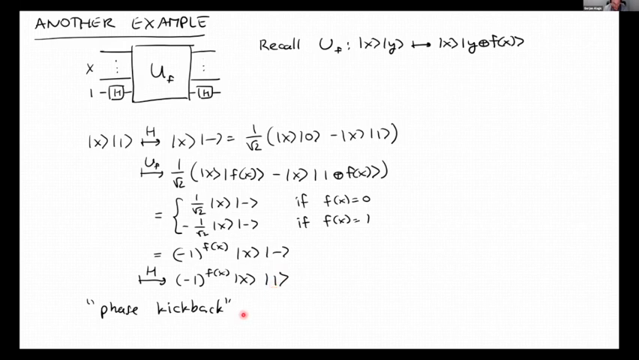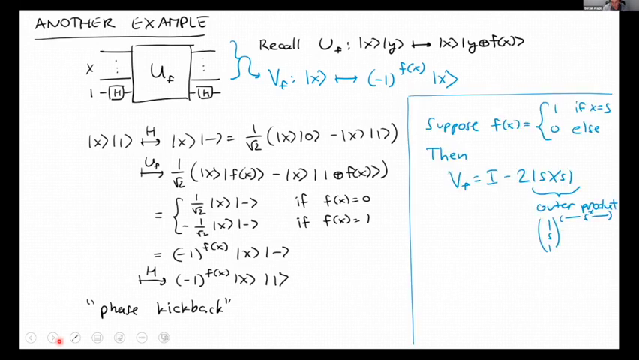This is sometimes called phase kickback. You'll often see, probably later in some of the talks, people using this particular form of the oracle as opposed to this one, and I'll talk about that in a second. So let's call that VF, this map that computes the function into the phase. Let me note that if f has this particular structure, that it's a delta function, then this VF is actually a reflection operator. It's true generally, but let's take for the moment that f is a delta function.